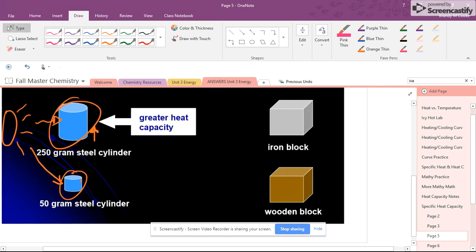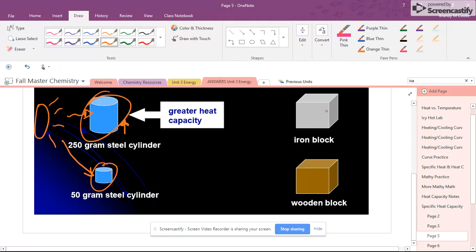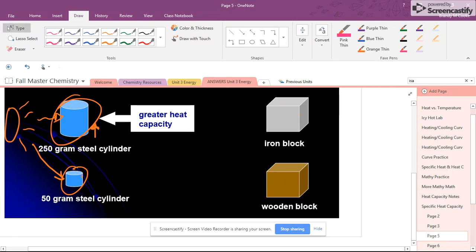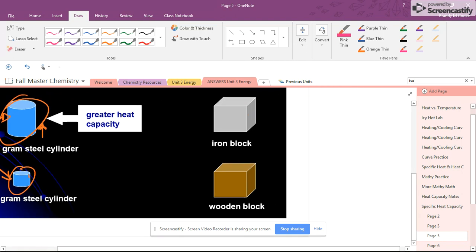However, this one is a little bit more complicated. So here now I have an iron block and a wooden block, and I want to know which one has the greater heat capacity. Take a second and think about it. Normally students always want to say the iron block has the greater heat capacity because it gets hotter faster. But remember, the heat capacity is the energy that it stores, that it holds on to, and then increases the temperature. So picture it like this.